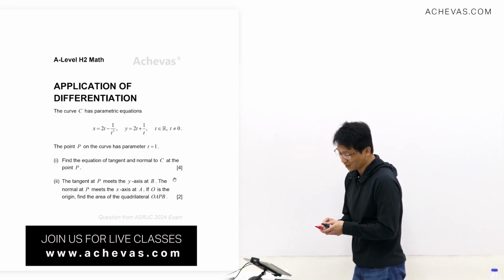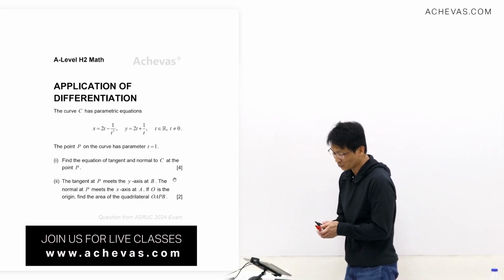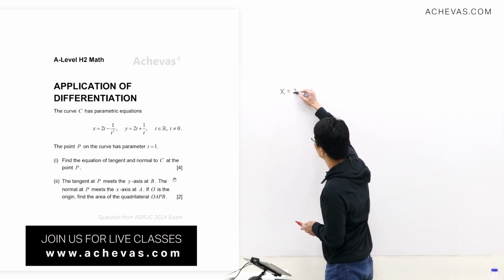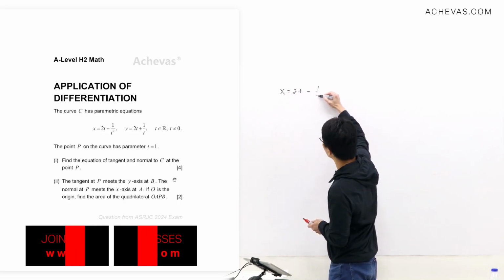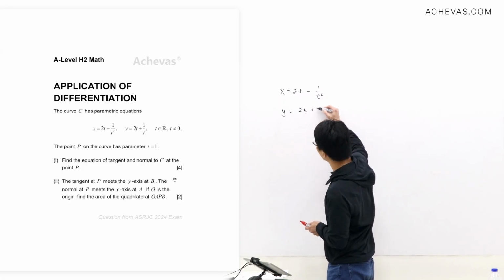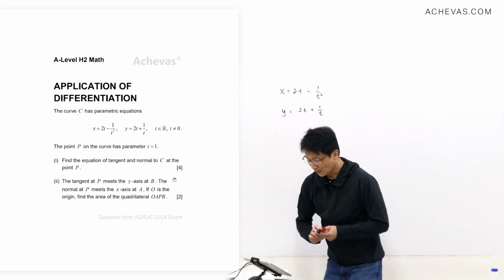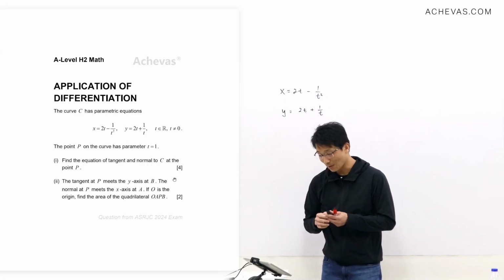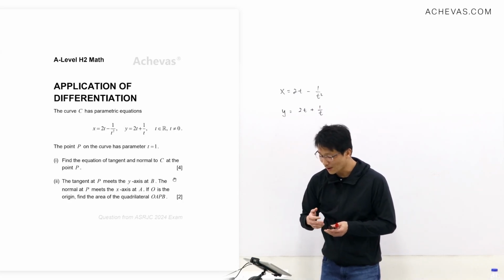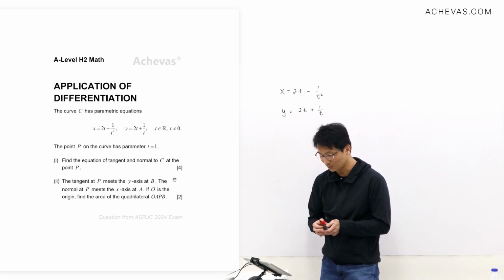So you are given the curve C which has a parametric equation of x equal to, let me just write it down, x equal to 2t minus 1 over t squared and y equal to 2t plus 1 over t. And the point P on the curve has a parameter of t equal to 1. And the first part of the question asks you to find the equation of tangent and normal to C at point P.